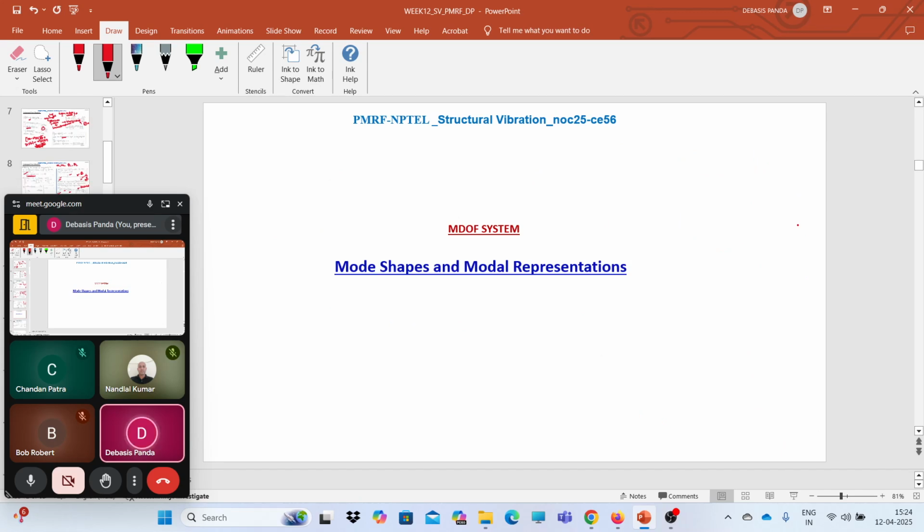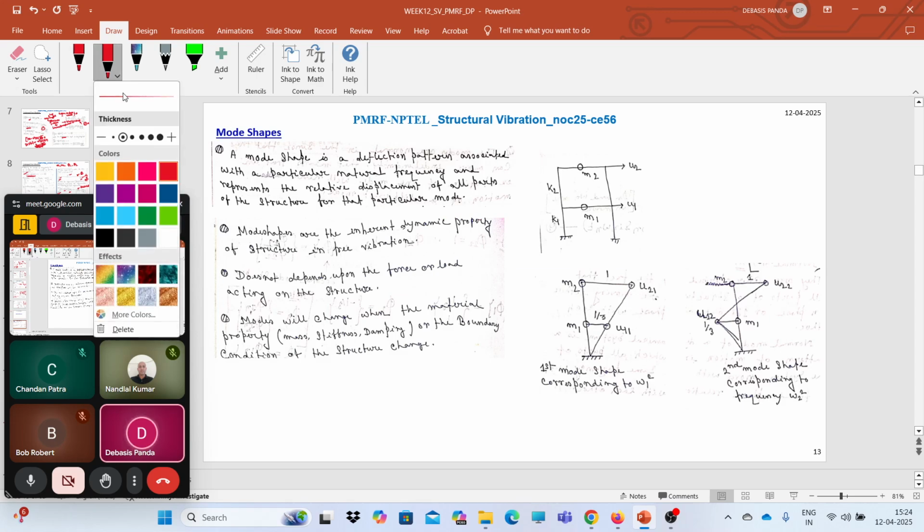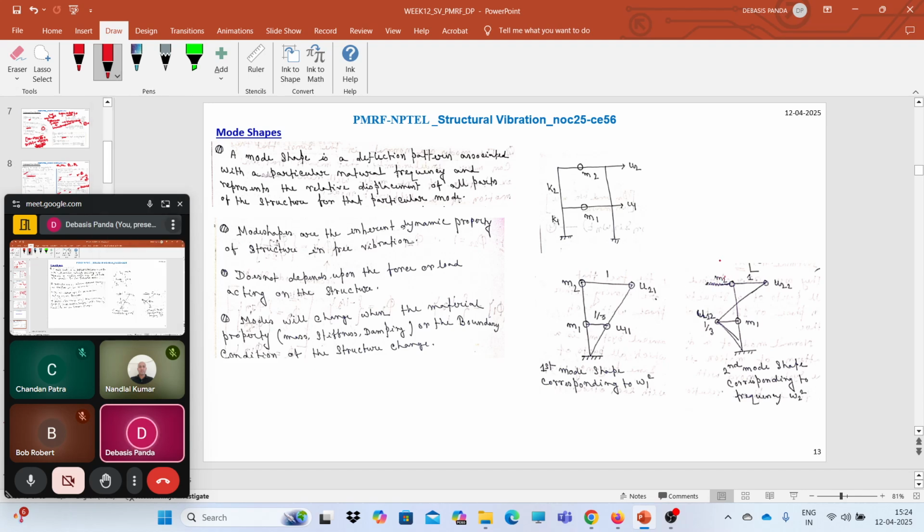Okay, so now let's quickly talk about mode shapes and modal representations. So what is a mode shape? We already have the definition of the mode shape. It's nothing but the deflection pattern. So this is the real structure. These are the deflection patterns related to the frequency omega 1 and to the frequency omega 2. So mode shapes are nothing but the deflection pattern of a structure related to a particular natural frequency, or we can say they are the time-frozen screenshots of the displacement response of a structure.